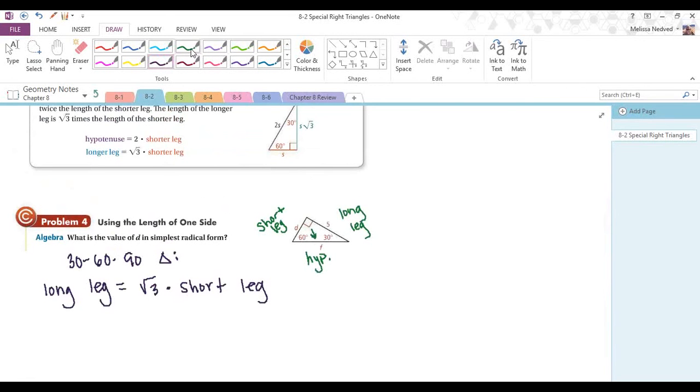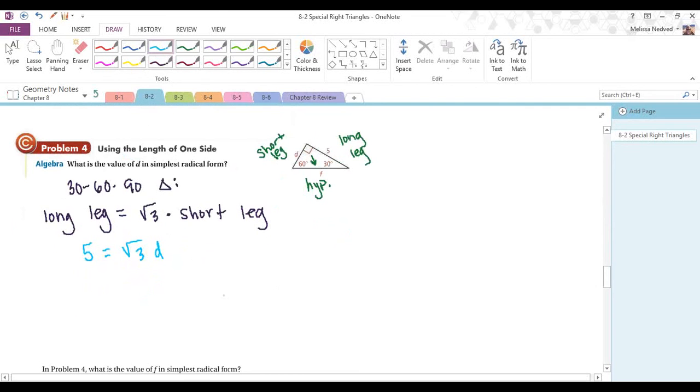And once you know which formula you're using, the rest is just substitution like with our previous examples. So I'm going to replace long leg with 5, since my long leg has a length of 5, is equal to the square root of 3 times my short leg, which is the variable D. And now, this should look like we did in the past couple examples. I need to solve for D by dividing both sides by the square root of 3. So I get a value of D is equal to 5 over root 3.